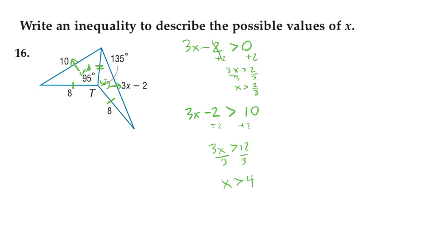But those are redundant. If I'm bigger than 4, I'm already bigger than 2/3. So what, is there no upper limit? Would this triangle never get ripped apart? Well, let's go back and look at this though. What do we know, right?